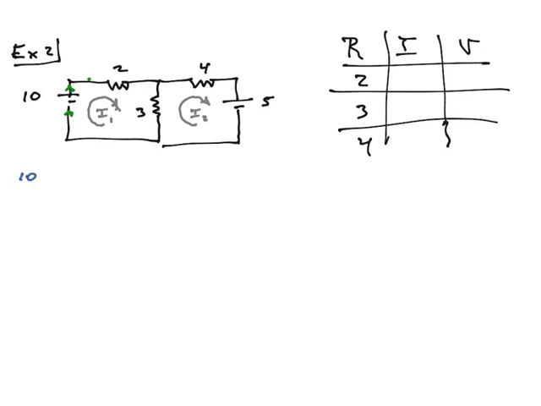Then, the current continues, hits the 2 ohm resistor. So we're going to lose voltage. How much do we lose? I times R. His resistance is 2. His current is I1. Then we're going to continue and we're going to hit resistor 3. But this is where something different is going to happen.